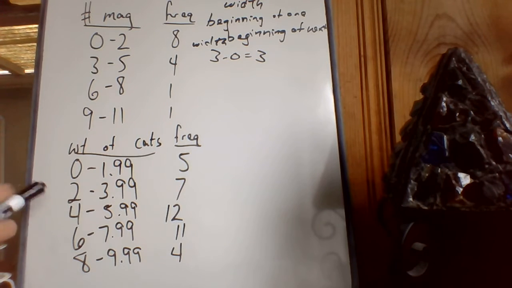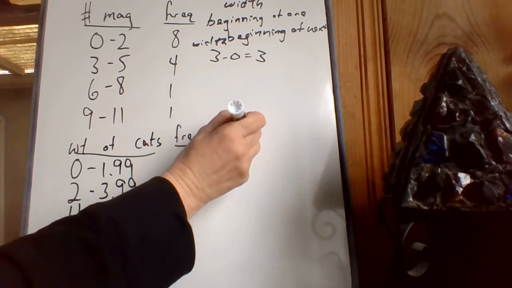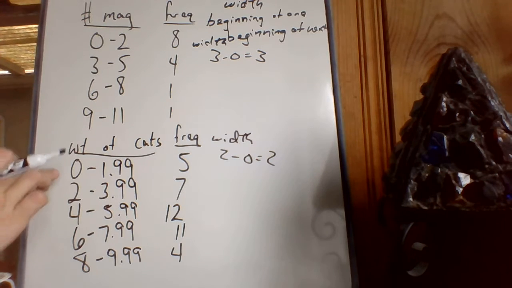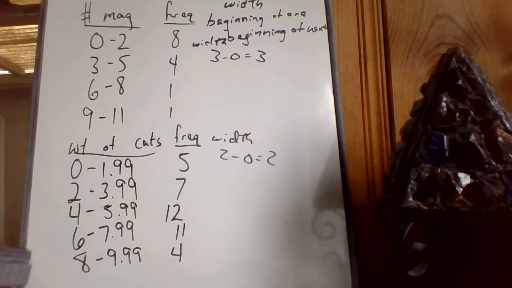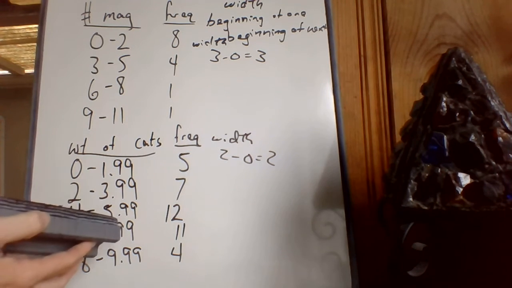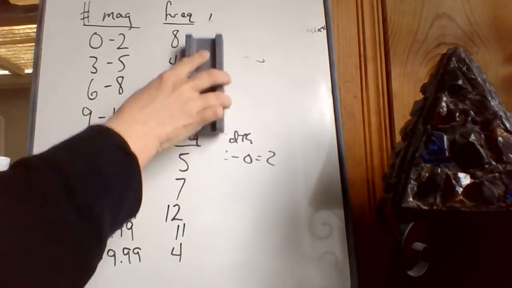If I do the widths down here, 0 to 2, 2 to 4, 4 to 6, 6 to 8, the width on this one is 2 minus 0 equals 2. You don't have to use the first 2; I could have said 6 minus 4, that's 2. Just go from the beginning of one to the beginning of the next. And you don't have to answer it 5 times, you just answer it once. The width for this table is 3. The width for this table is 2. All right, now that's class width.